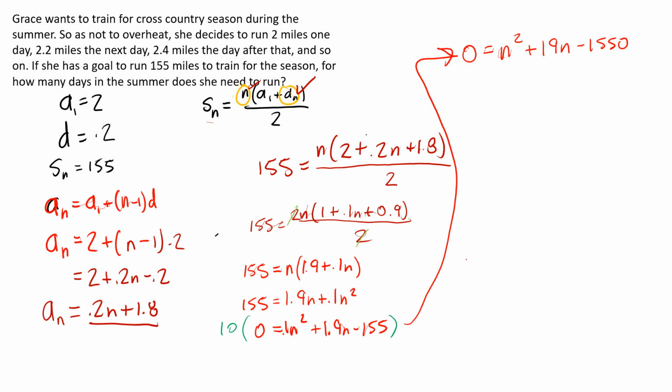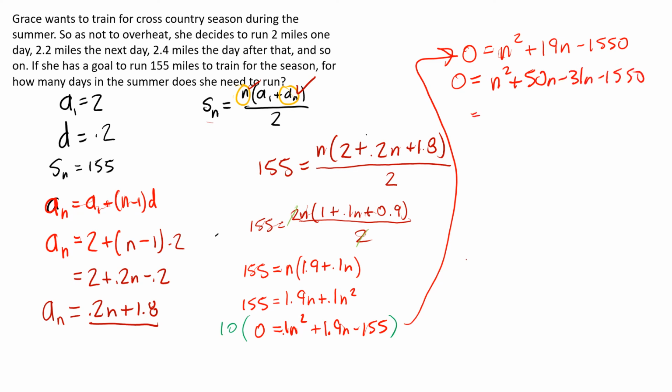Two numbers have to multiply together to be 1,550 and add together to be 19: 50 and 31. Because 50 times 30 is 1,500, and then add another 50, it's 1,550. And 50 minus 31 is 19. So this would factor as n squared plus 50n, I wrote 50n, it didn't show up, plus 50n minus 31n minus 1550.